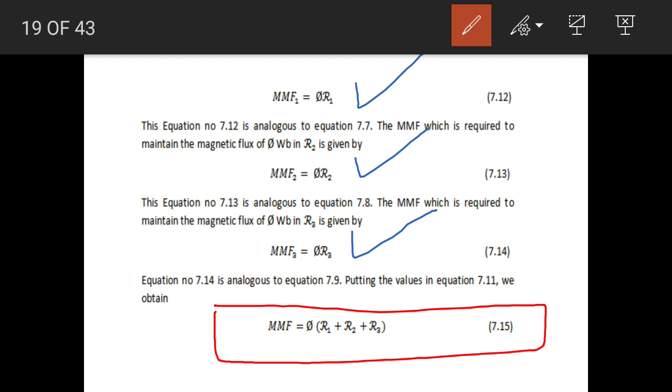R1 plus R2 plus R3 is known as the total reluctance of this series magnetic circuit. So you see, you guys can find out any quantity in this particular equation. If the remaining two quantities are known, you guys can calculate MMF. If the magnetic flux and the total reluctance of the circuit is known, you guys can calculate the magnetic flux in this series magnetic circuit if MMF and the total reluctance of the circuit is known, and so on. So this was a simple series magnetic circuit.